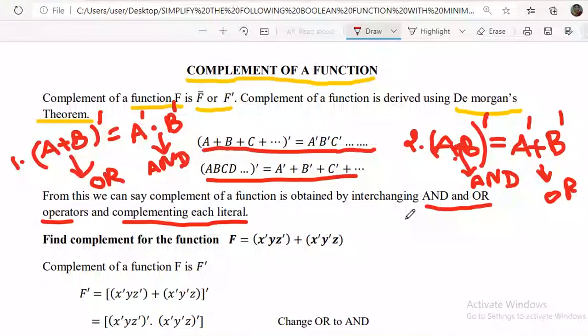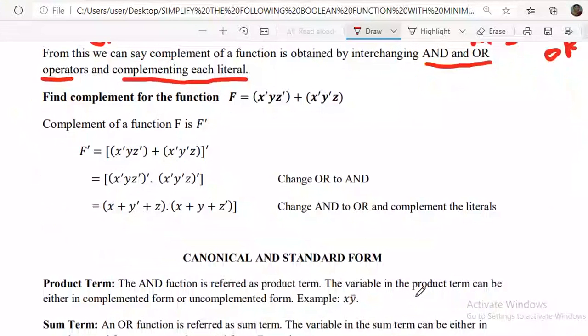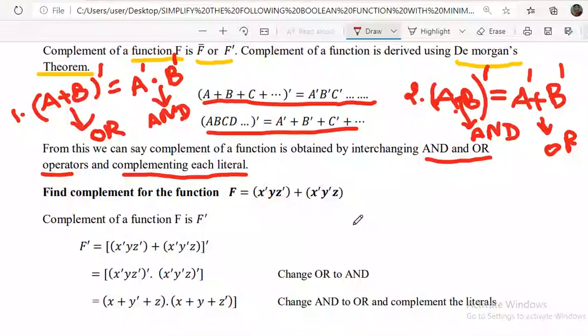Shall we move on to the problem? Yes, ma'am. You understood the complement statement? Do you have any doubt, ma? Okay, so we'll move on to the next. Are you able to hear me? Yes, ma'am. Okay. Now we'll go for the next problem.